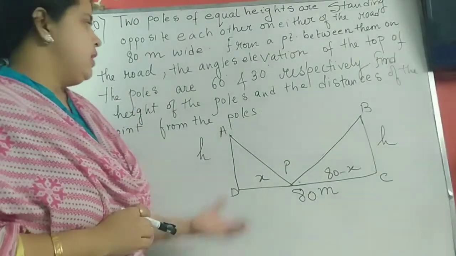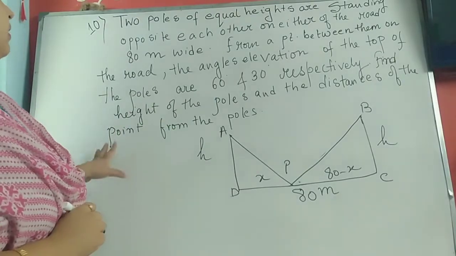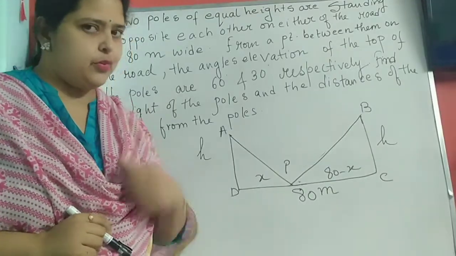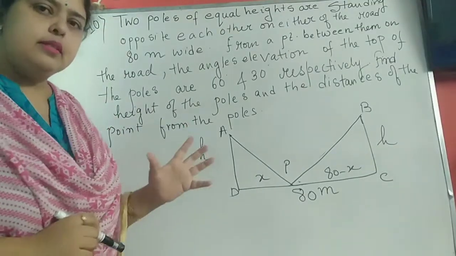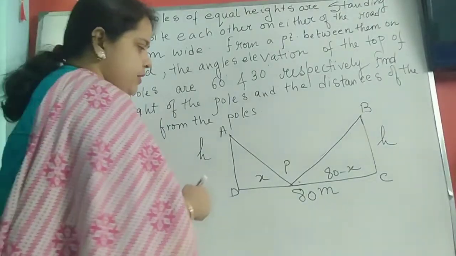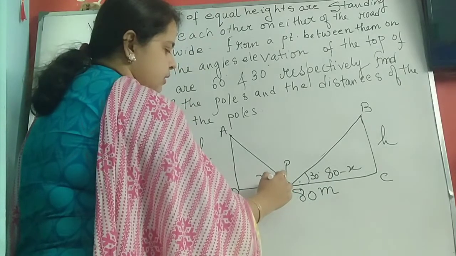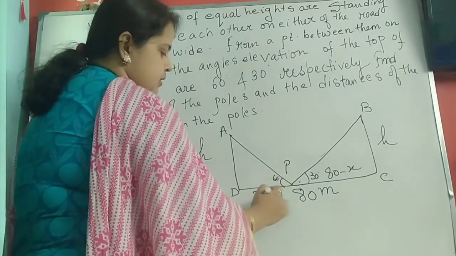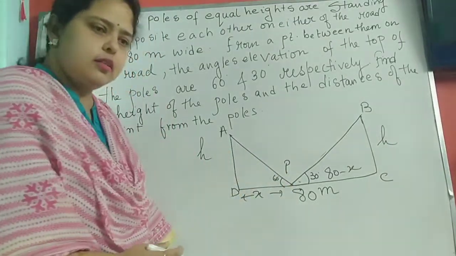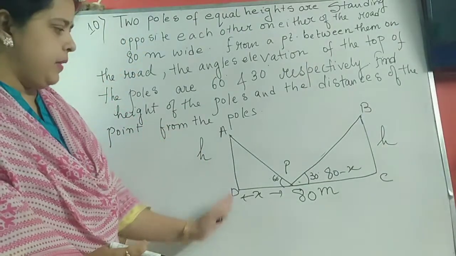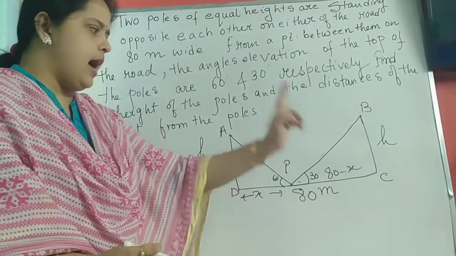Now the important thing: there are two angles of elevation, one is 60 and another is 30 degrees. Now a very important thing is which one to take as 60 and which one to take as 30. What do you feel? It's very common sense to understand this one. See, if this is X and this is a shorter distance from D, DP is shorter than PC. So this will be X and 60 degrees. This will be 80 minus X and 30 degrees.